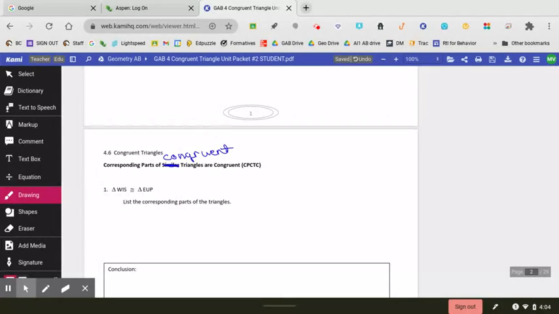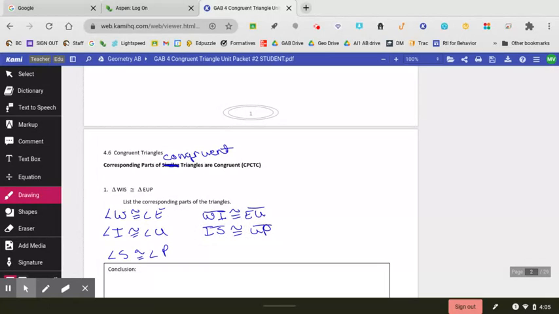So what this means is if we know our triangles are congruent. So I said that triangle WIS is congruent to triangle EUP. That means that angle W is congruent to angle E. Angle I is congruent to angle U. Angle S is congruent to angle P. That also means that WI is congruent to EU, IS is congruent to UP, and that WS is congruent to EP.